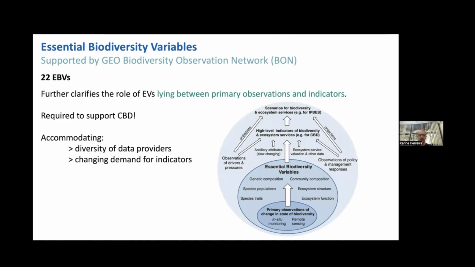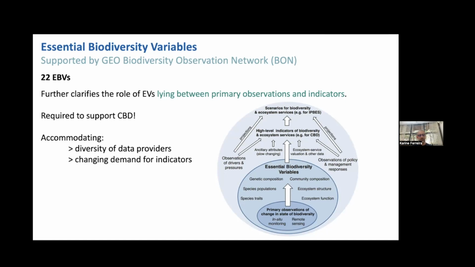And for them, the role of an EV, of an essential variable, is really standing between primary observations, basically observation on the ground or made by remote sensing, and the high-end indicators that we can provide to the decision makers.